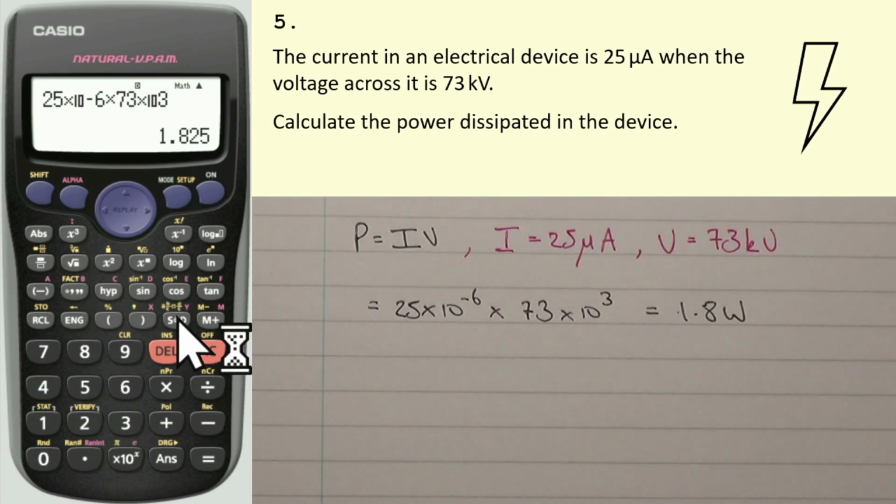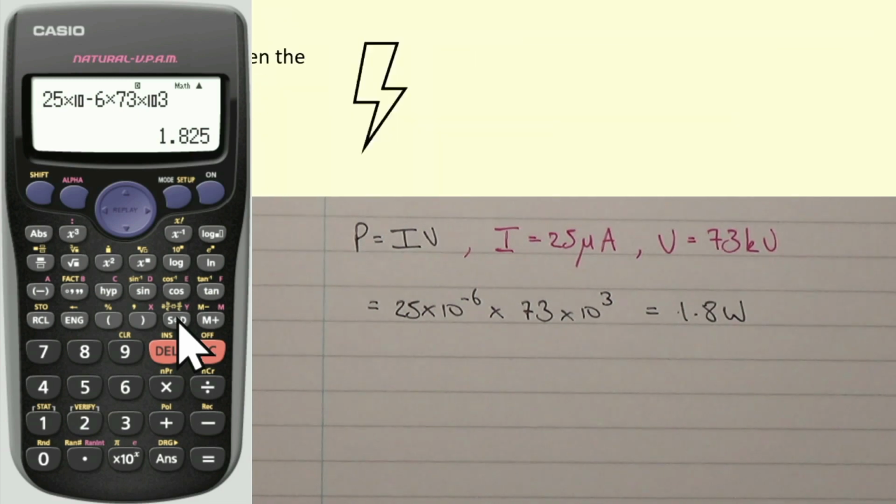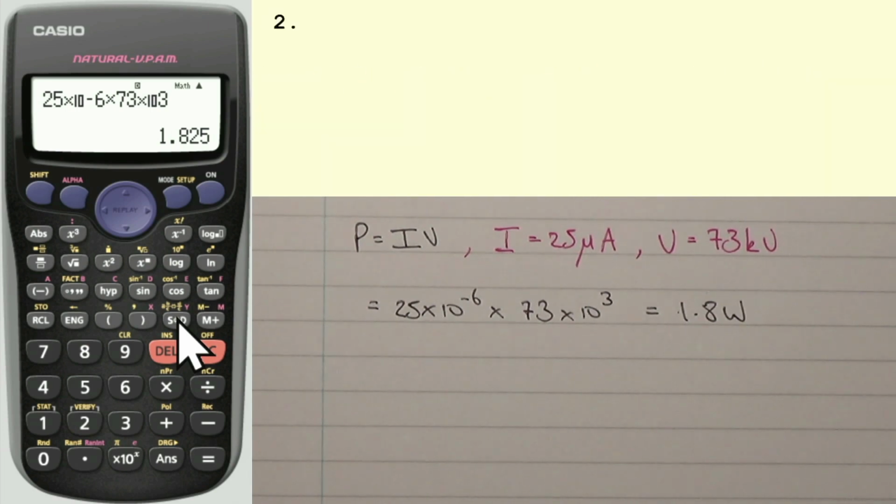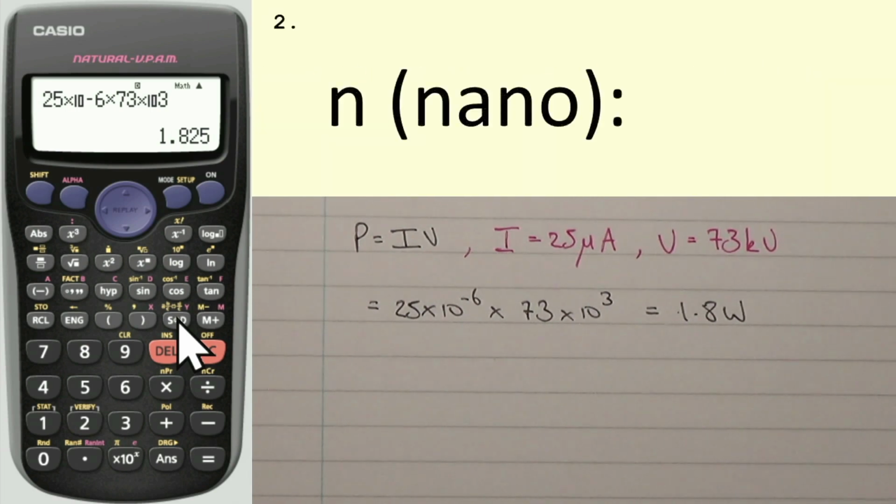Now, to finish off, we have the 6 prefixes again. I'm going to show you them quickly and see if you can remember them. And they're in a different order than they were before. So first off, we've got milli. Of course, that is times 10 to the power of negative 3. Second of all, nano. Nano is times 10 to the power of negative 9. Of course, we've got 6 to memorise in National 5 Physics.